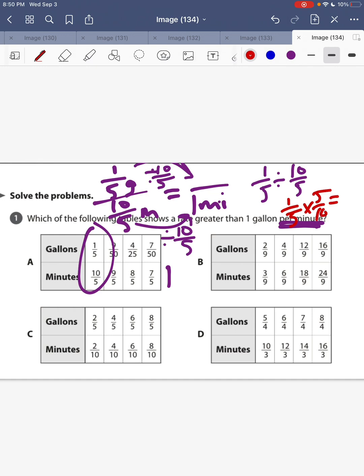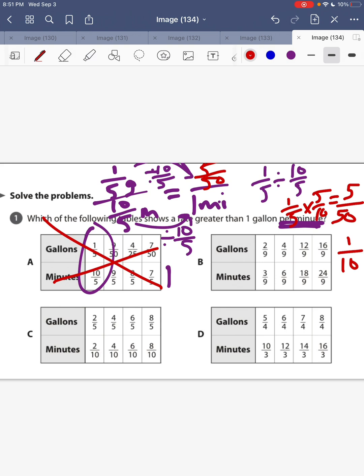1 times 5 is 5. 5 times 10 is 50. Okay, so you can keep that as 5 over 50, or you could reduce it to 5 divided by 5 is 1. 50 divided by 5 is 10. You could reduce it to 1/10. Well, now we have to think here, okay, is that more than a whole? Because which one shows something that is greater than 1 gallon per minute, okay? That is not going to happen. You actually do not have to check the whole thing. You just know that is not going to work.